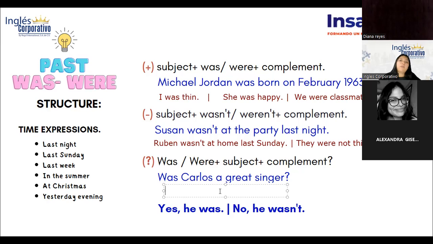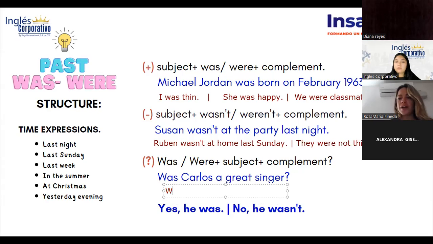For example, si usted quiere preguntarle a alguien, for example, ¿estabas cansado? ¿Estabas cansado ayer en la noche? ¿Cómo lo diría? ¿Estabas cansado ayer en la noche? Was you tired the last night? No. Tiene un mistake al principio, Rose. Were? Exactly. Were you tired? Were you tired the last night?